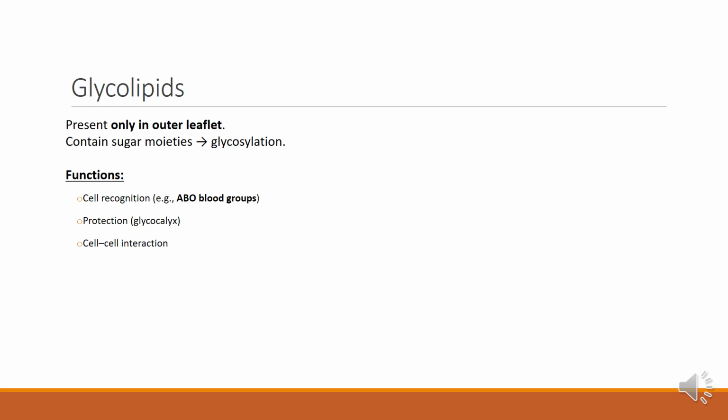So the functions of glycolipids are cell recognition, for example the AB blood grouping antigen, then protection via the glycocalyx, and cell-cell interaction essential for tissue organization and immune response.